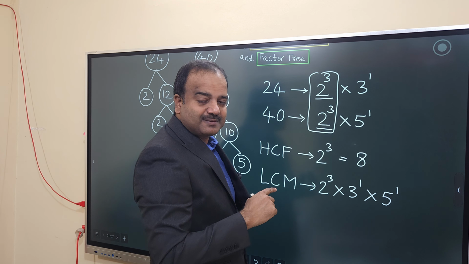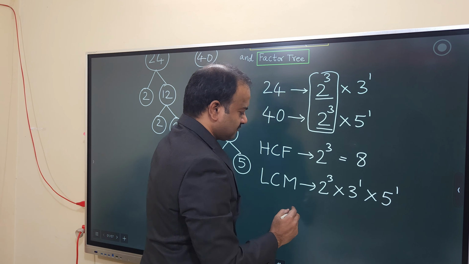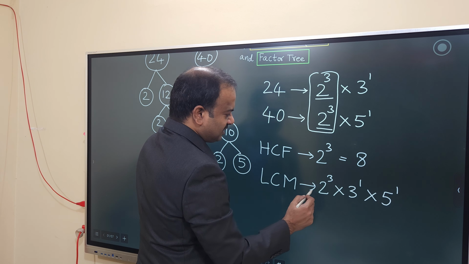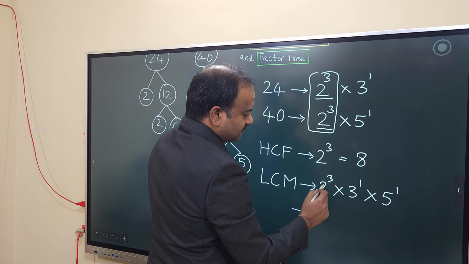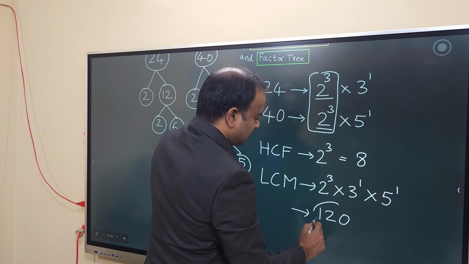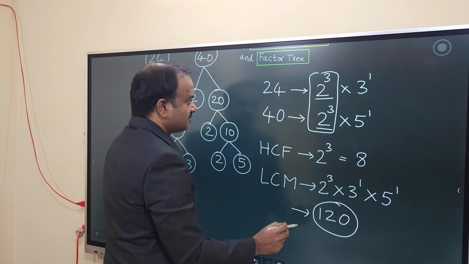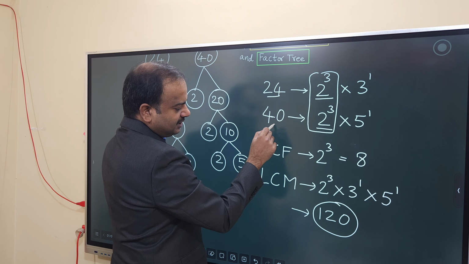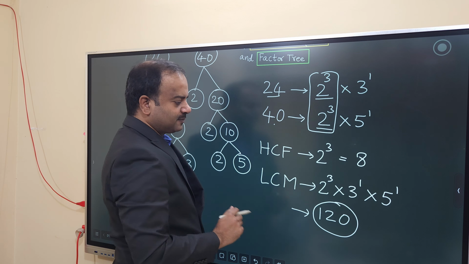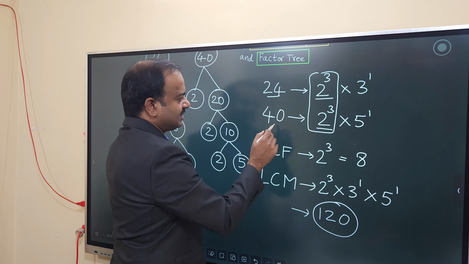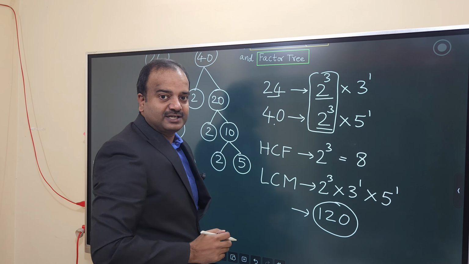I'll give one more example so that you'll be very clear with it. So the LCM is 8 3s are 24, 24 5s are 120. So 120 is the LCM, the least common multiple. If you see here, 24 5s are 120 and 40 3s are 120. So we got this: the HCF of 24 and 40 is 8, and the LCM of 24 and 40 is 120.